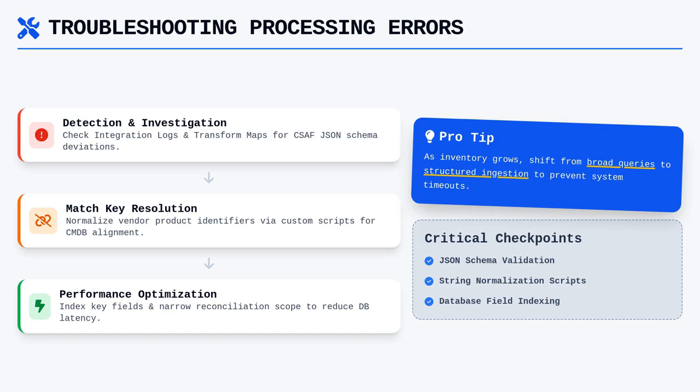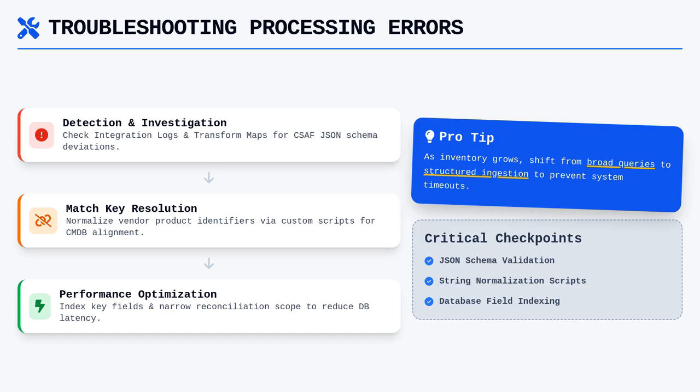Troubleshooting processing errors is a reality you must prepare for, particularly when handling complex CSAF JSON payloads that might deviate slightly from expected schemas. When a feed fails to update or a record fails to create, the first place to investigate is the integration log and the specific transform maps that handle the payload parsing.